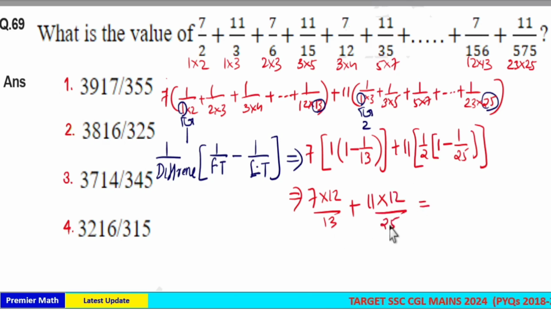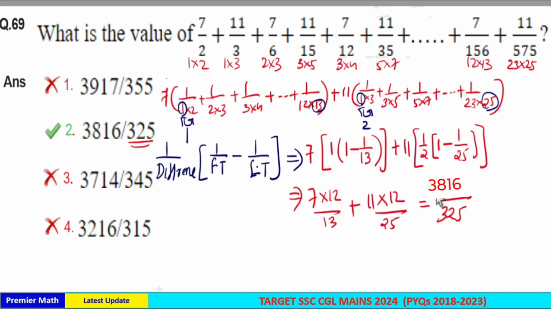Now 13 into 25. Take the LCM of 13 and 25, which is 25 into 10 is 250, 25 into 3 is 75. So 250 plus 75 is 325. If you look at the options, option 2 is your answer.